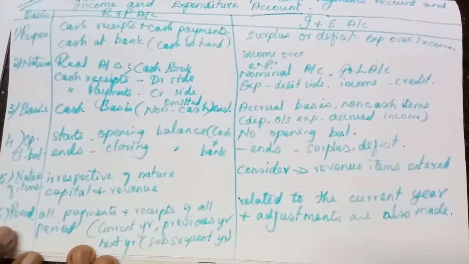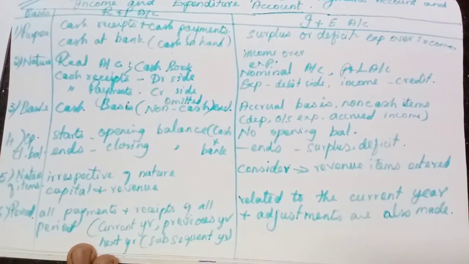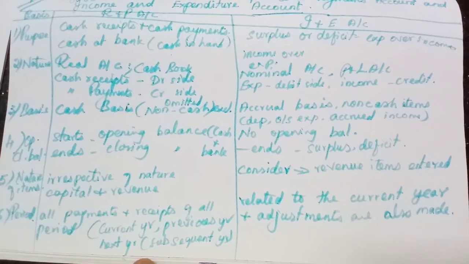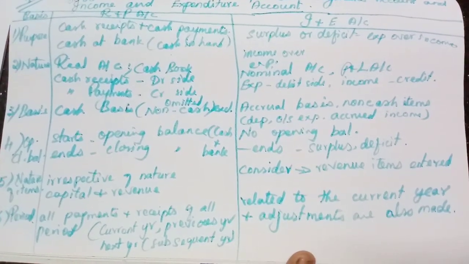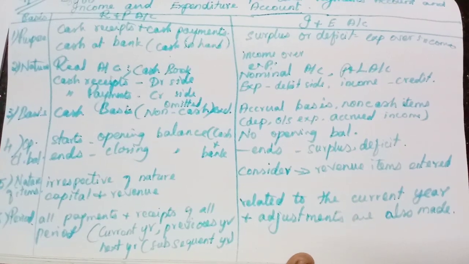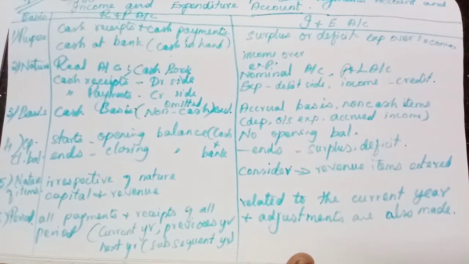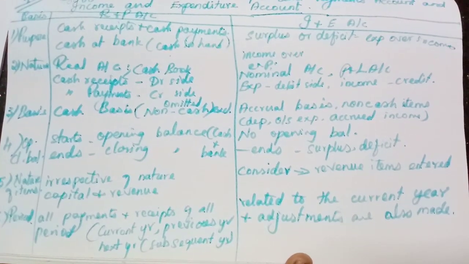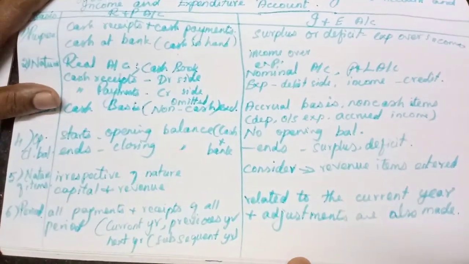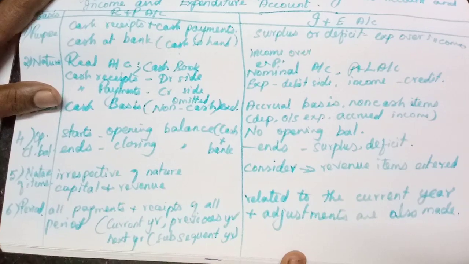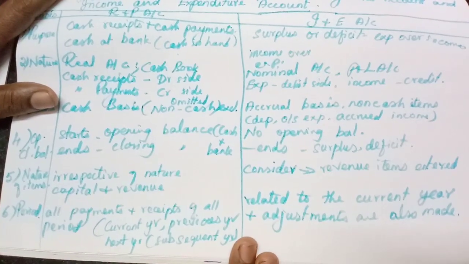Here we can say one more point also. Here, in the receipts and payments account, no adjustments are made. Here in the income and expenditure account, we make adjustments related to outstanding expenses, prepaid expenses, income accrued, everything. So you might have understood, and you will learn all this very easily.